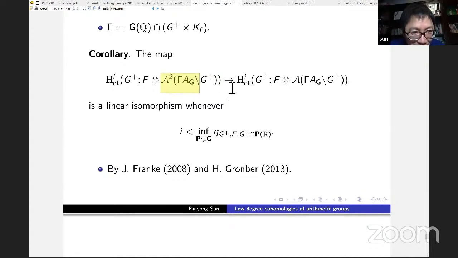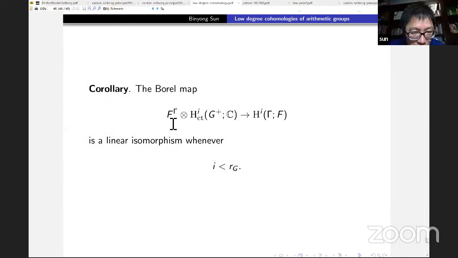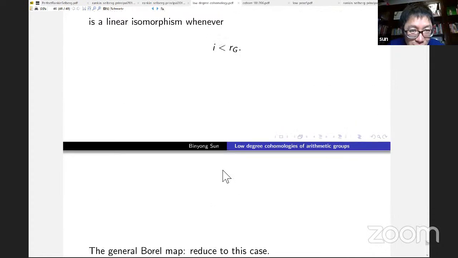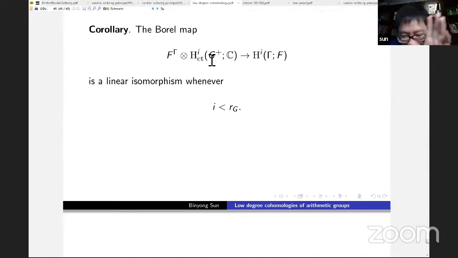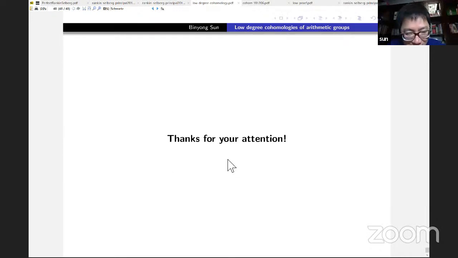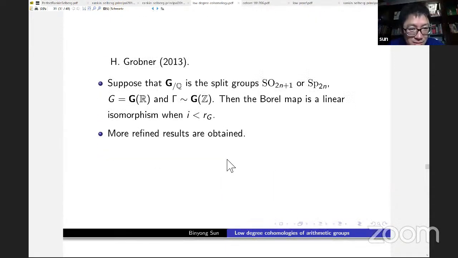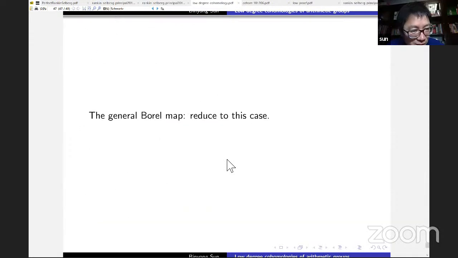The infinite dimensional irreducible representations appearing here do not contribute to the cohomology. So using our local result, we know this bottom map is a linear isomorphism when i is smaller than r_G. So we prove the isomorphism of the Borel map when G is a real reductive linear algebraic group. In the general case, for a general arithmetic lattice, we can use an elementary method to reduce to this case. I think I have already finished here. Thank you.